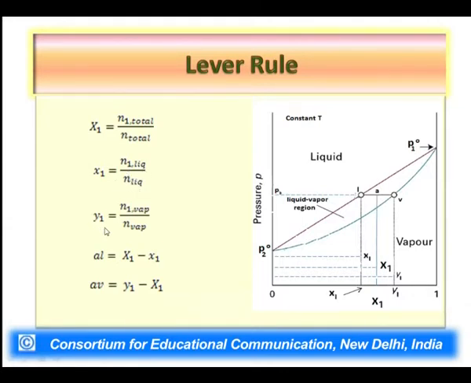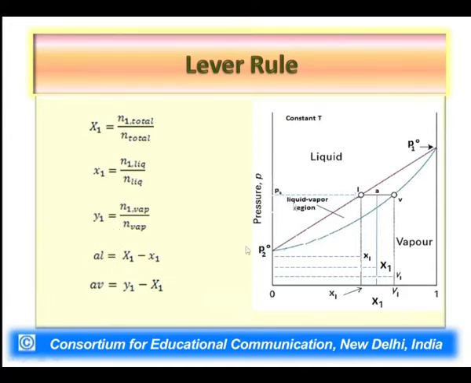Similarly, small y1 represents the amount fraction of component 1 in the vapor phase, because the symbol y has been chosen for the vapor phase. So, small letter y1 is equal to N1 vapor by N vapor, which means the total number of moles of component 1 in the vapor phase to that of the total number of moles in the vapor phase of both component 1 and 2 together.